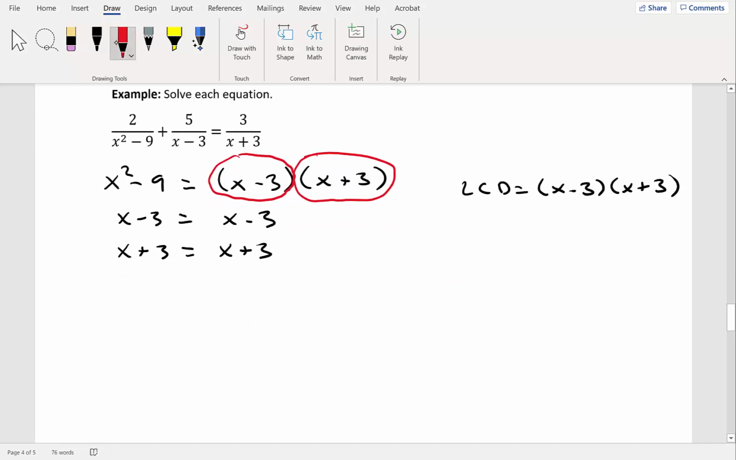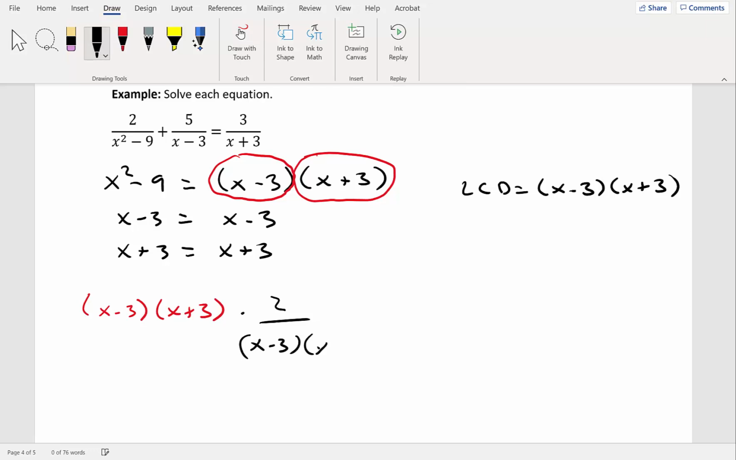Now let's go ahead and multiply both sides of the equation by the LCD. x minus 3 times x plus 3 times 2 over, and now for my first fraction I'm going to rewrite it in factored form. x minus 3 times x plus 3. That way I can see what cancels out. That plus, okay, x minus 3 times x plus 3 times 5 over x minus 3 equal to, same thing with the right hand side.